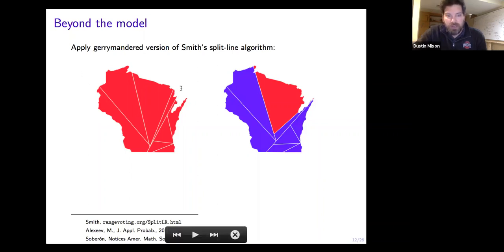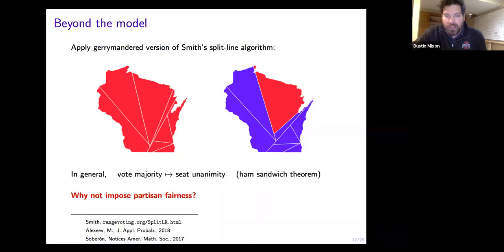So I cut Wisconsin with a straight line. I cut the population in half, and then the one half I cut in half again, the other half I cut in half again, et cetera, until I had 8 districts. And you can show that since the Republicans won this state, you can ensure that you'll end up with all of the seats by using this process. It's a consequence of the ham sandwich theorem.